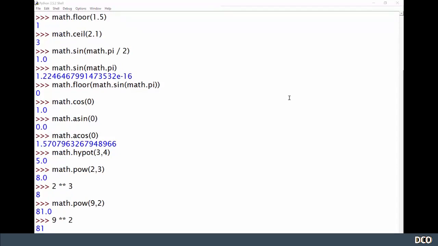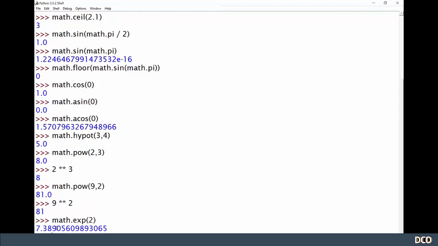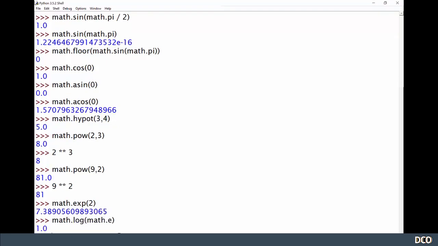You can also find the exponential of a number using the math.exp function. So for example, if we wanted e to the power of 2, we could just type math.exp 2, and that's going to give us 7.39, which if you type it in the calculator, you get the same thing. The same goes for natural logs. As we know, the natural log of an exponential always equals 1. So we can see this result when we type math.log of math.e as a constant. We're going to see 1 come out.